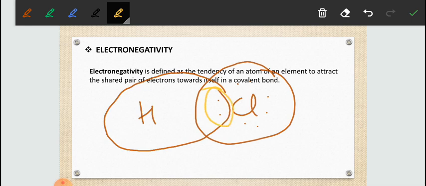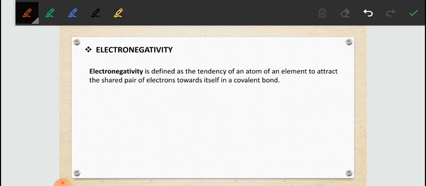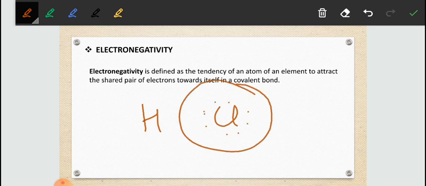The reason behind this is the nuclear charge. Hydrogen's atomic number is 1 and chlorine's atomic number is 17, so chlorine will have more nuclear charge as compared to hydrogen. Due to more nuclear charge, more positive charge, chlorine can attract the electron more strongly as compared to hydrogen. So at the end, I can say when the HCl bond is formed, the shared pair of electrons is attracted more towards chlorine as compared to hydrogen.